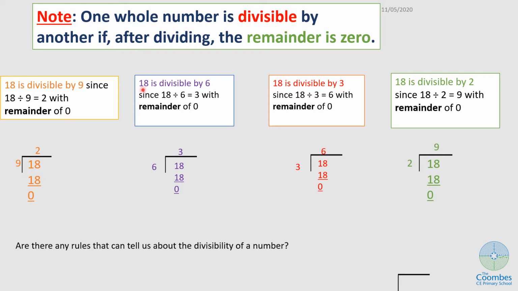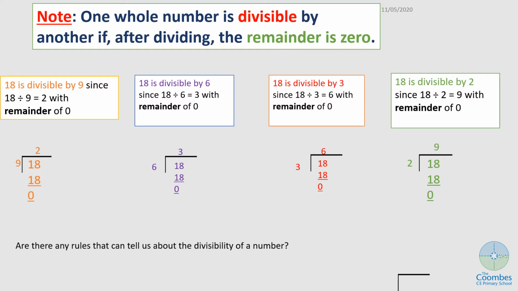Let's take 18 again. Is it divisible by 6? Yes, because 18 divided by 6 is 3 and there is no remainder. Is 18 divisible by 3? Yes. 18 divided by 3 is 6 and there is no remainder. How about 18 divided by 2? 18 divided by 2 is 9 and there is no remainder.